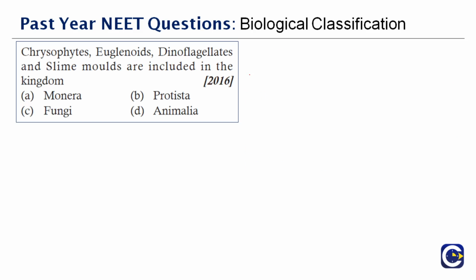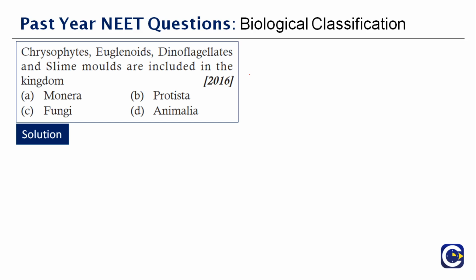Next question here. Chrysophytes, euglenoids, dinoflagellates and slime molds are included in the kingdom dash. This is also a very easy question for you. As I already said, R.H. Whittaker gave us a 5 kingdom classification where we have different kingdoms like Monera, Protista, then we have Plantae, Animalia, fungi. All these are given their own spaces and they have their own organisms in that classification.